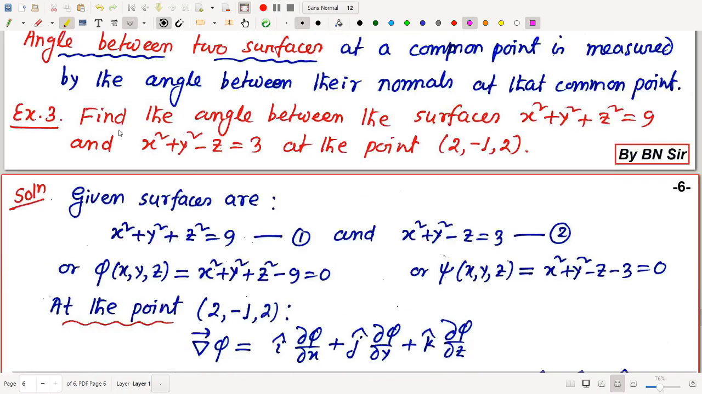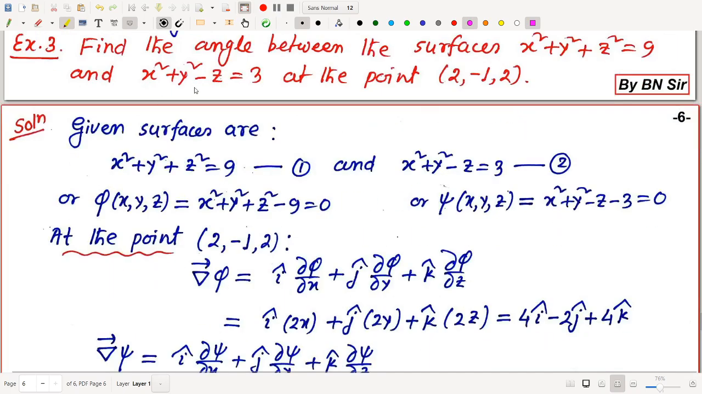So one example let us see on that. Find the angle between the surfaces x square plus y square plus z square equal to 9, a sphere with center origin and radius 3, and x square plus y square minus z equal to 3 at the point (2, -1, 2). We have to find the angle between them at this common point.